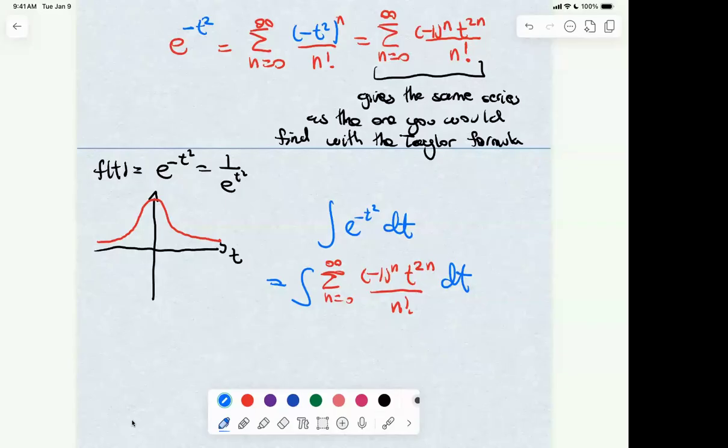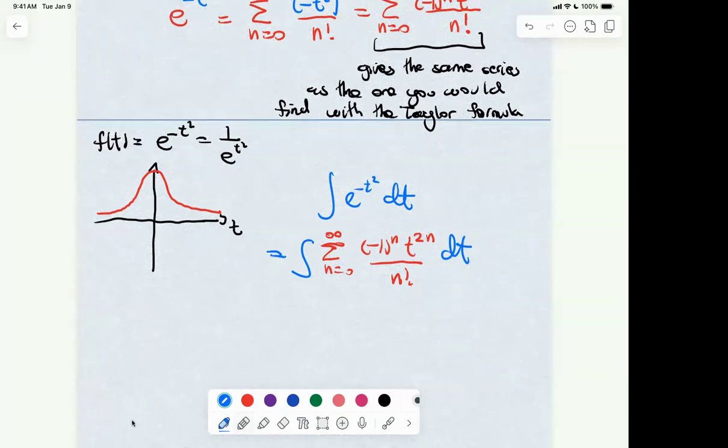The easiest thing to integrate in the world is a polynomial, or a power of x or a power of t. So I can write it explicitly just to make it more clear that it's a switch in the order in which they appear.